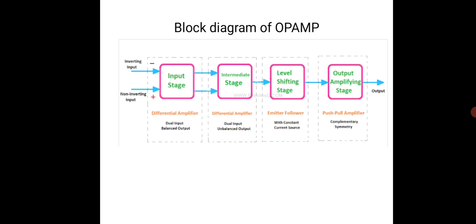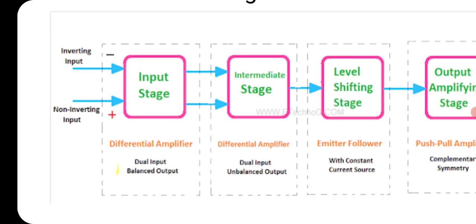In the diagram shown on the screen, as you can see, it has four stages: input stage, intermediate stage, level shifting stage, and output stage. Let us see one by one in detail. Let me zoom this. Yes, so let us see the first stage, that is the input stage.